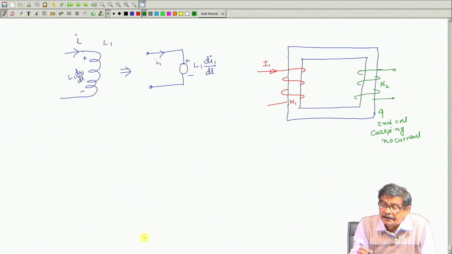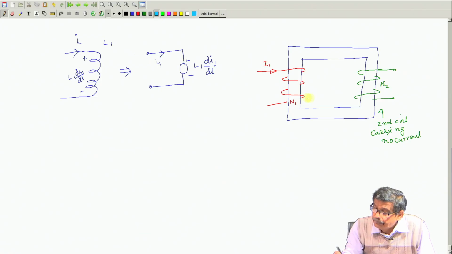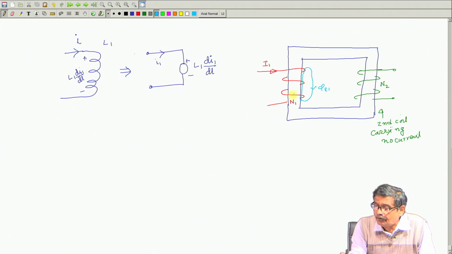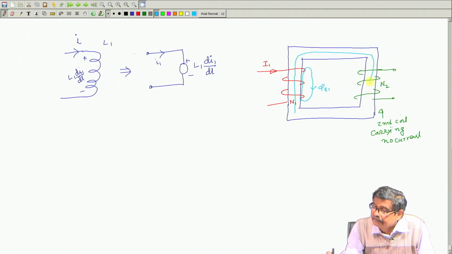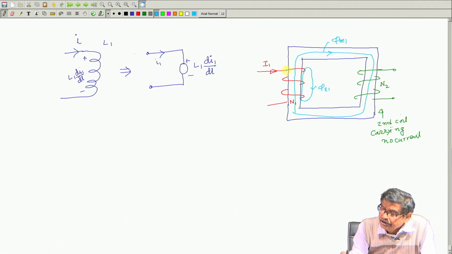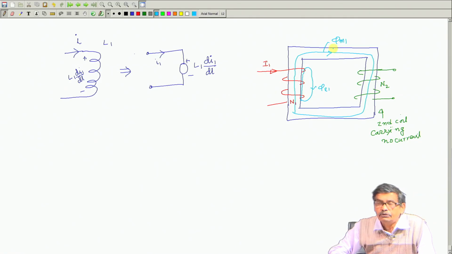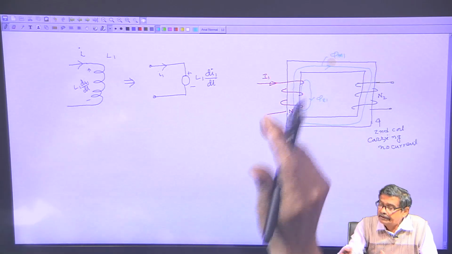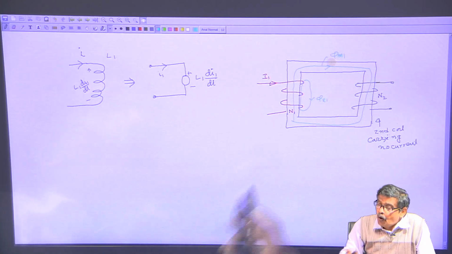And if the first coil carries current, we have seen that it will produce a leakage flux here, phi L1. The subscript 1 indicates who has produced this flux: coil 1 current I1 has produced it. And there will be a mutual flux like this, which is phi m1. And if it is DC current, there will be no induced voltage here, because this phi L1 and phi m1 will have constant value. By applying the right hand rule, it will have a constant value and nothing is going to happen. Okay.